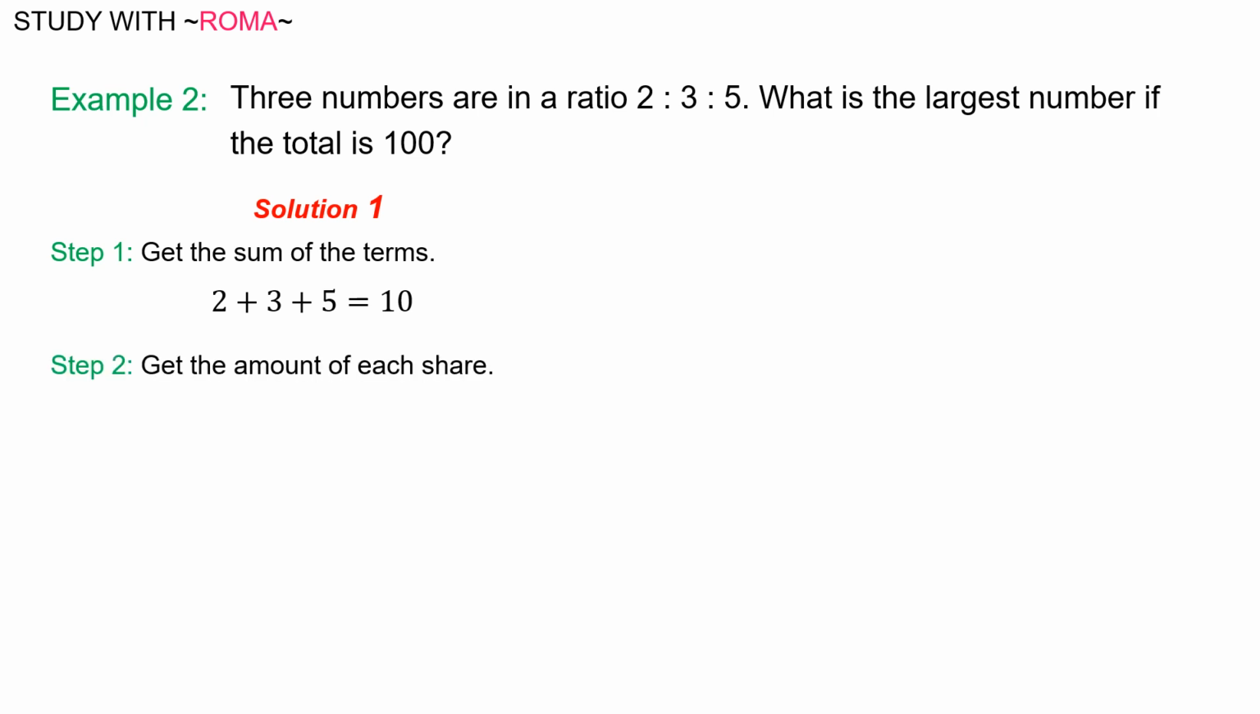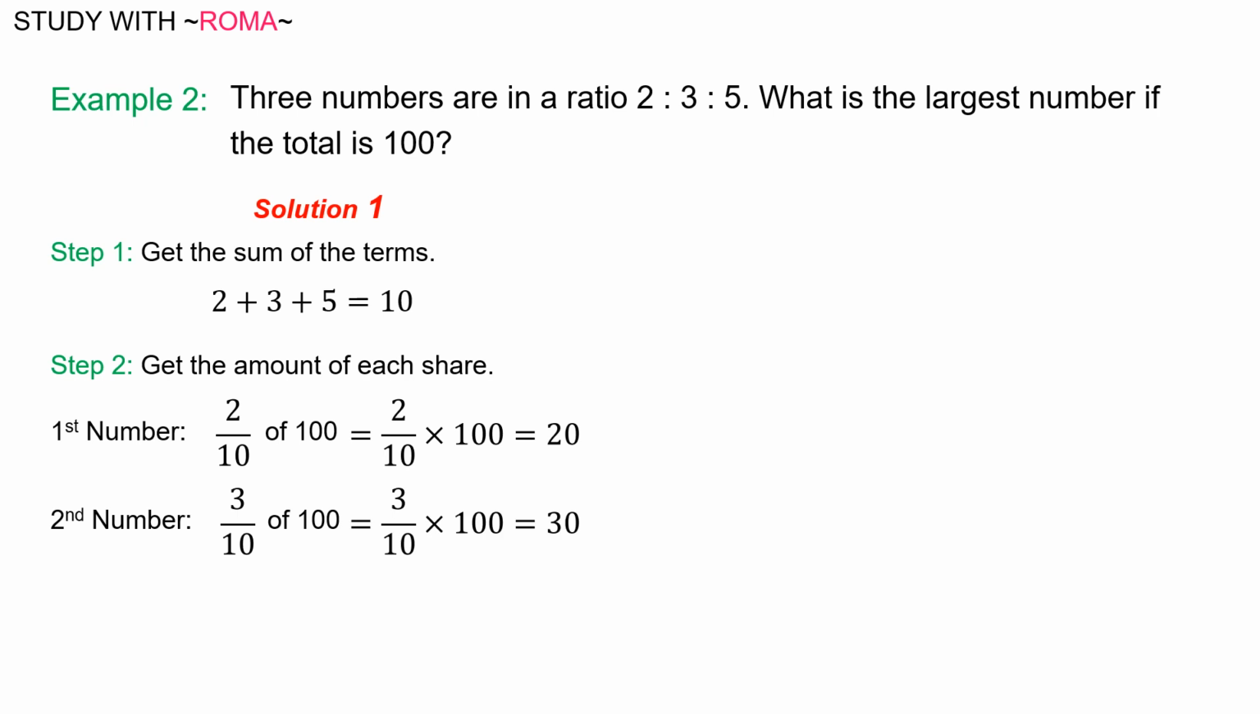Step 2, get the amount of each share. First number is 2 over 10 times 100 equals 20. Again, the sum of the terms becomes our denominator. So second number, 3 over 10 times 100 equals 30. And the third number is 5 over 10 times 100, which is 50.